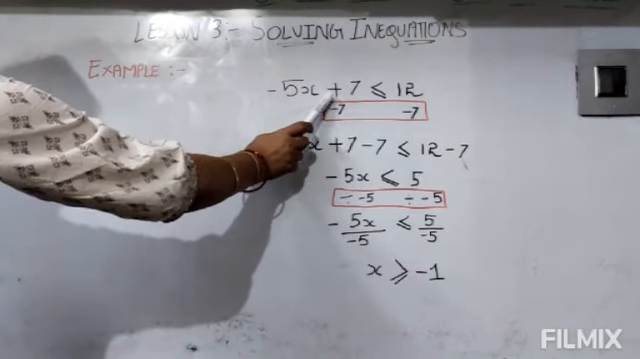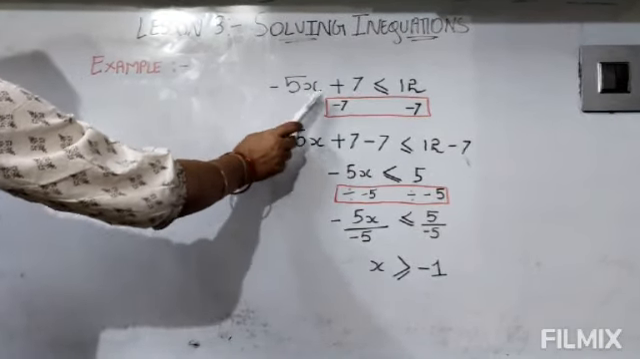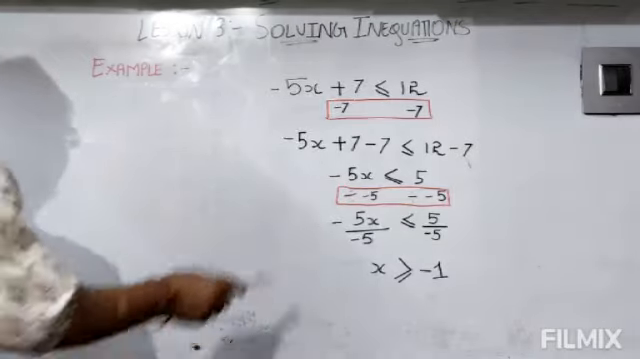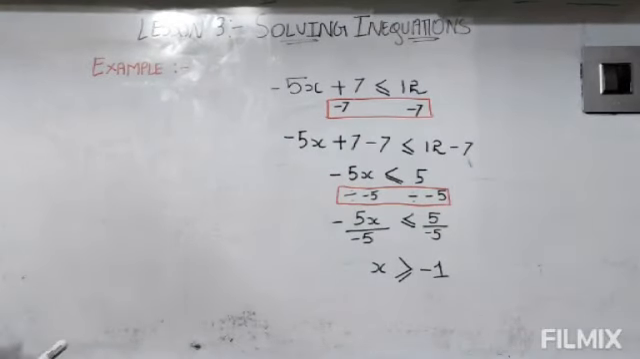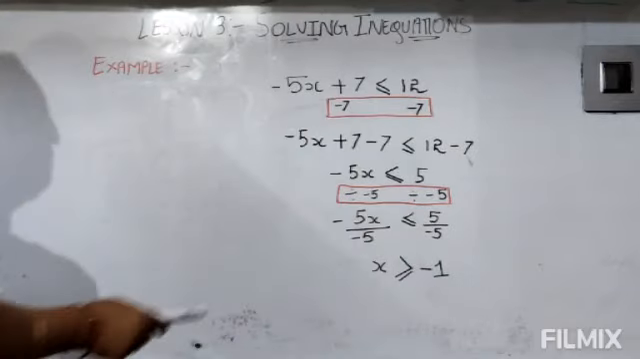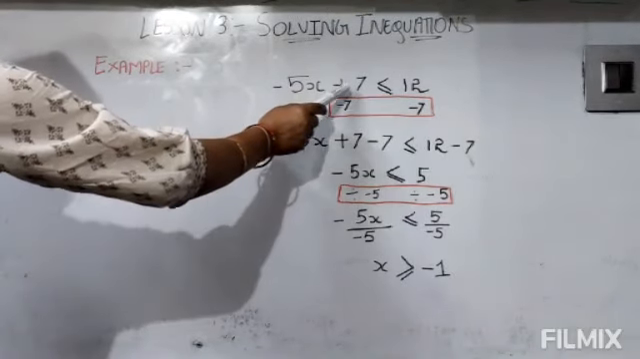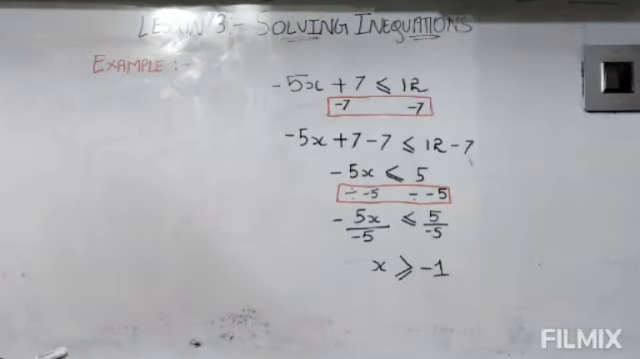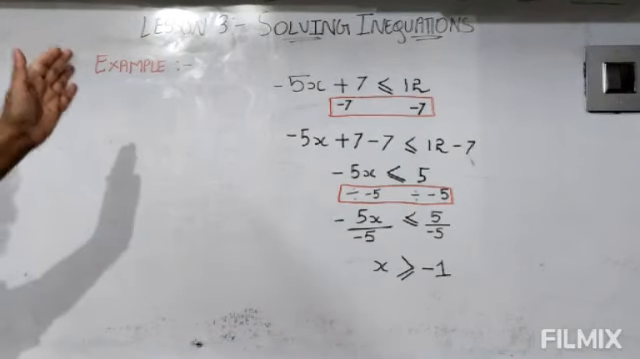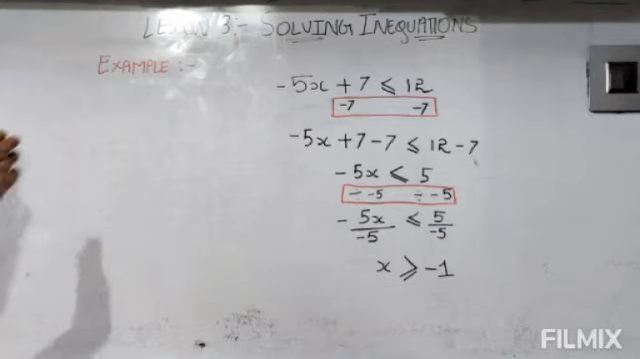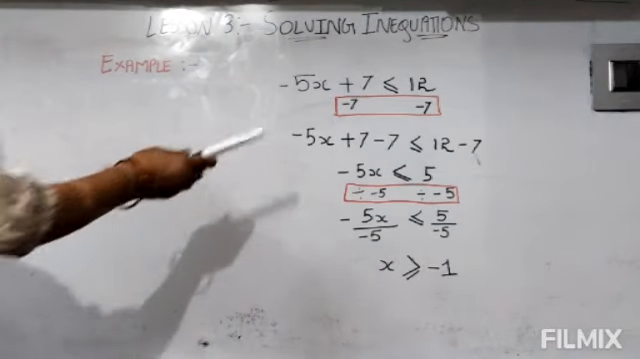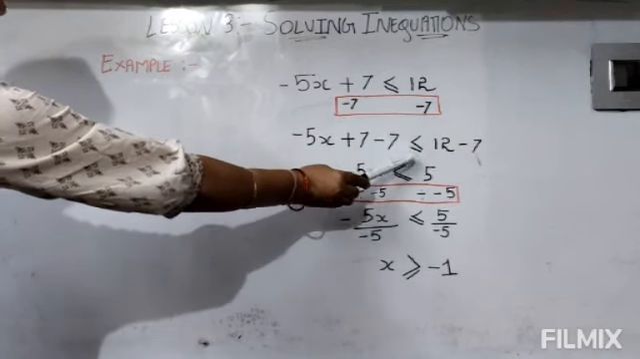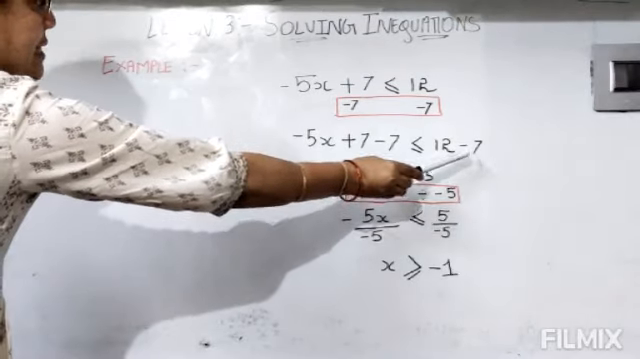If this is addition, that is minus 5x plus 7 is lesser than or equal to 12. According to the property, what you have to do is take the inverse of this. So, plus 7 becomes minus 7. Take minus 7 on both sides, in order to bring the unknown on one side and the constants on the other side. So, minus 5x plus 7 minus 7 is lesser than or equal to 12 minus 7.